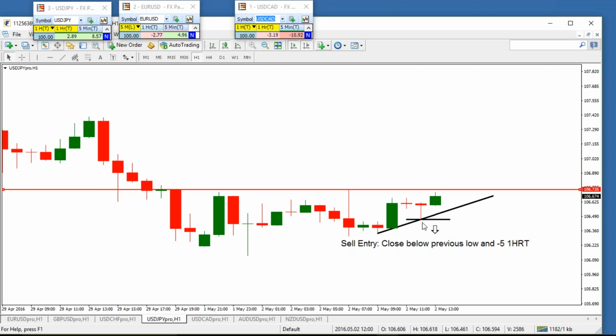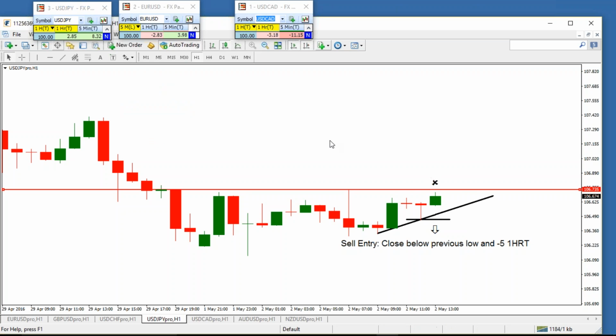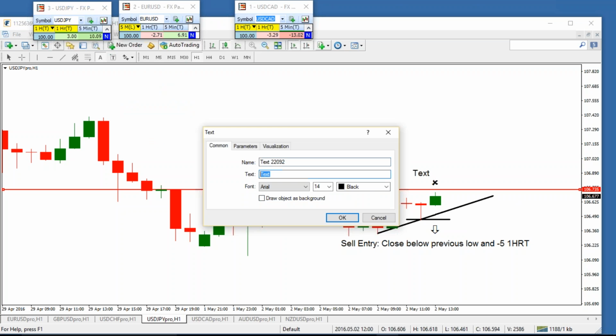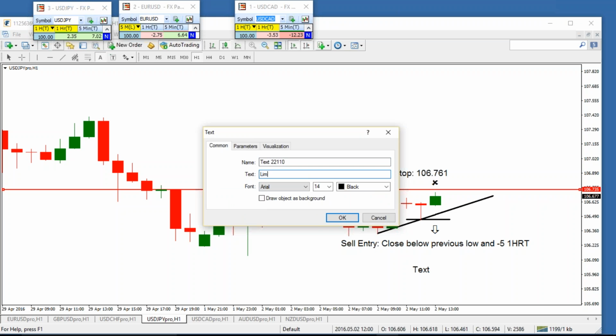So break of trend line, close below this low. I think it could come down lower. This thing's extremely volatile. Stop 106 point, we'll call it stop 106.761. Essentially, this is almost like a 3-bar reversal that you're looking for in here. And you could go with a limit of 1-to-1 risk reward to the downside.